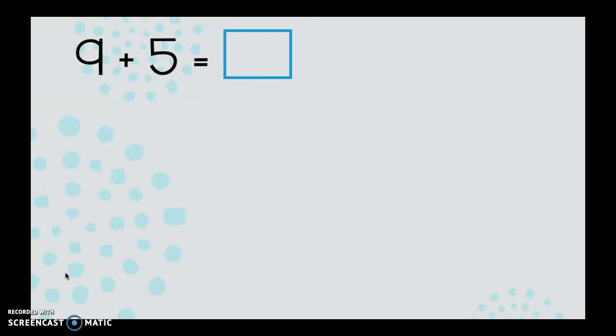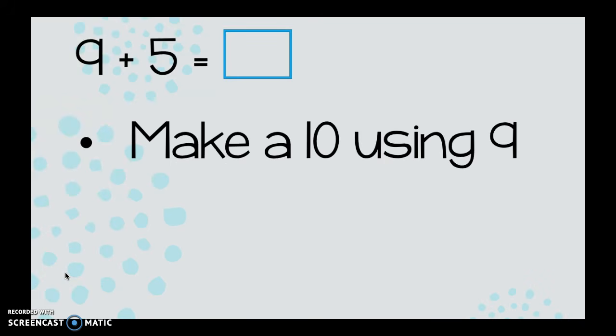And the strategy we've been using is to make a 10 using the 9. So if I'm going to do that, I'm going to look at the number sentence. I need to add something to 9 in order to make a new 10. 9 plus what equals 10? Did you just say 1? That's right. 9 plus 1 equals 10.